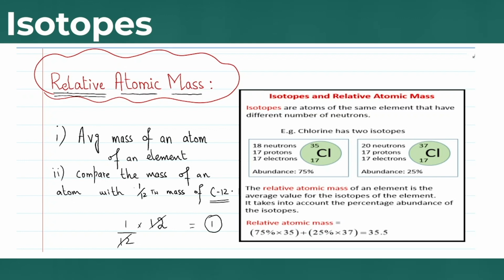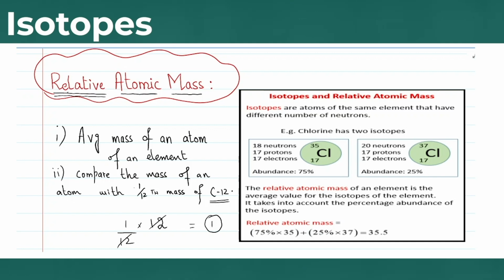Alright. So there are 2 points of relative atomic mass. The first one, average mass of the atom. Second point, compare the mass of the atom with the 1/12th mass of the carbon 12. Okay? So this is the definition for the 2 marks. And this question has already appeared in the CIEs. It has appeared in IGCSE as well. And now we have to look at how we can calculate the relative atomic mass.